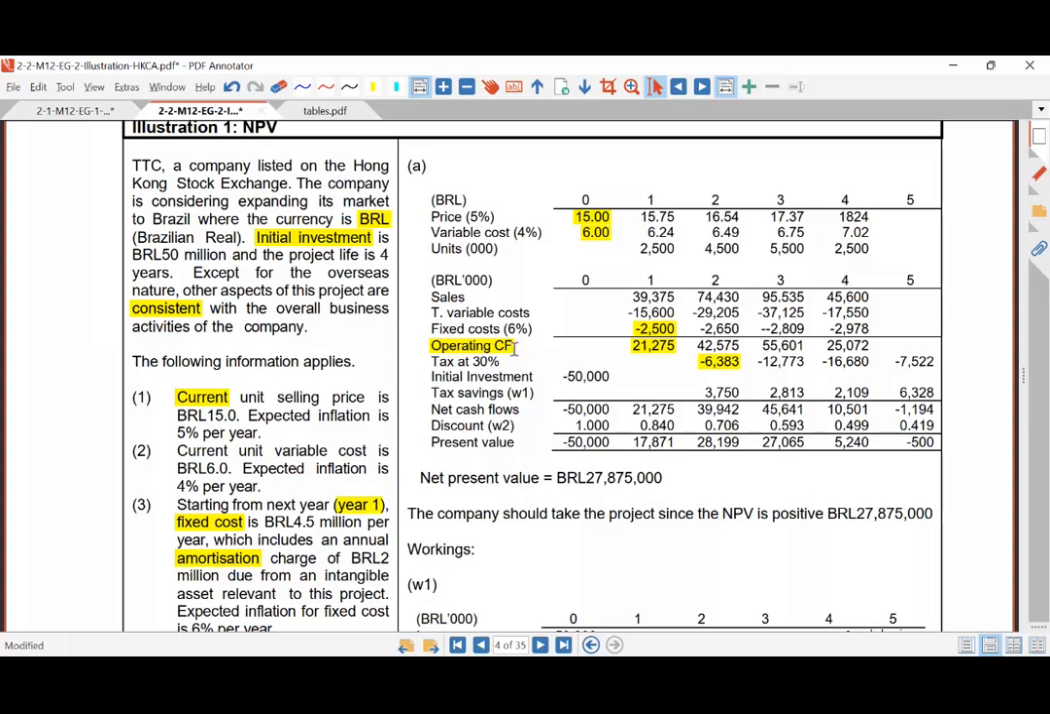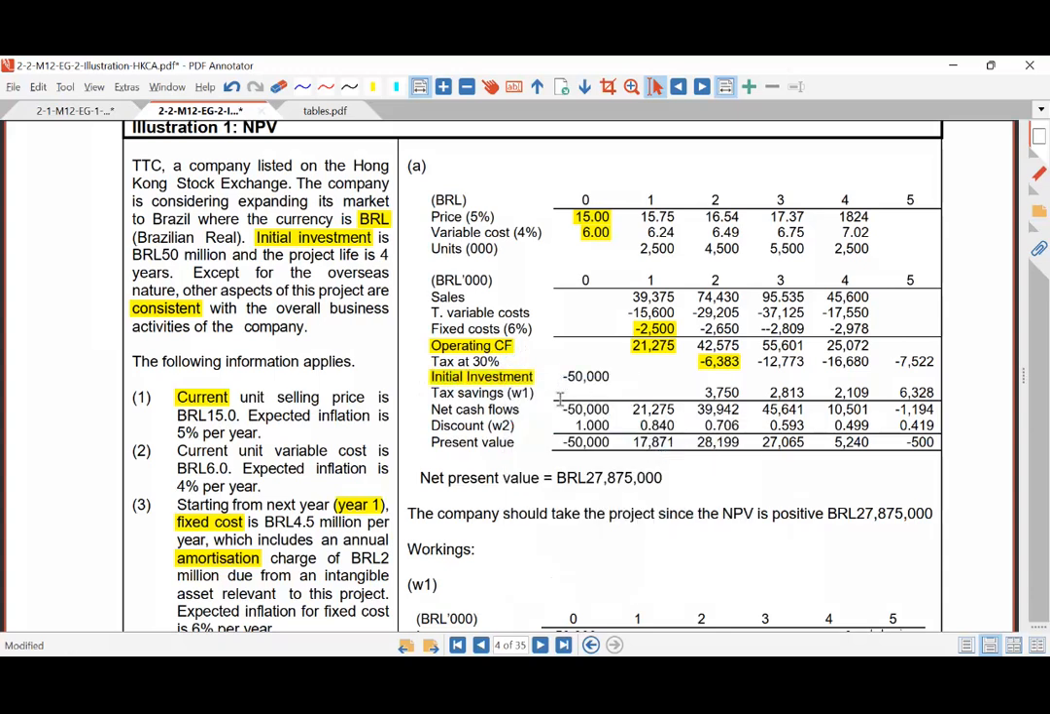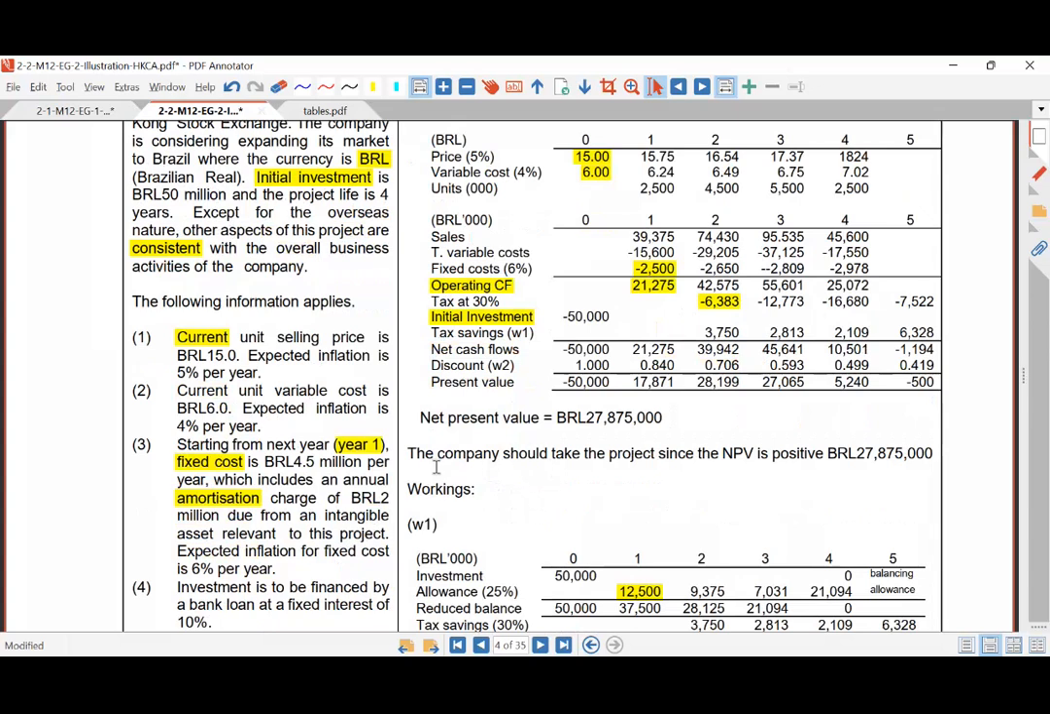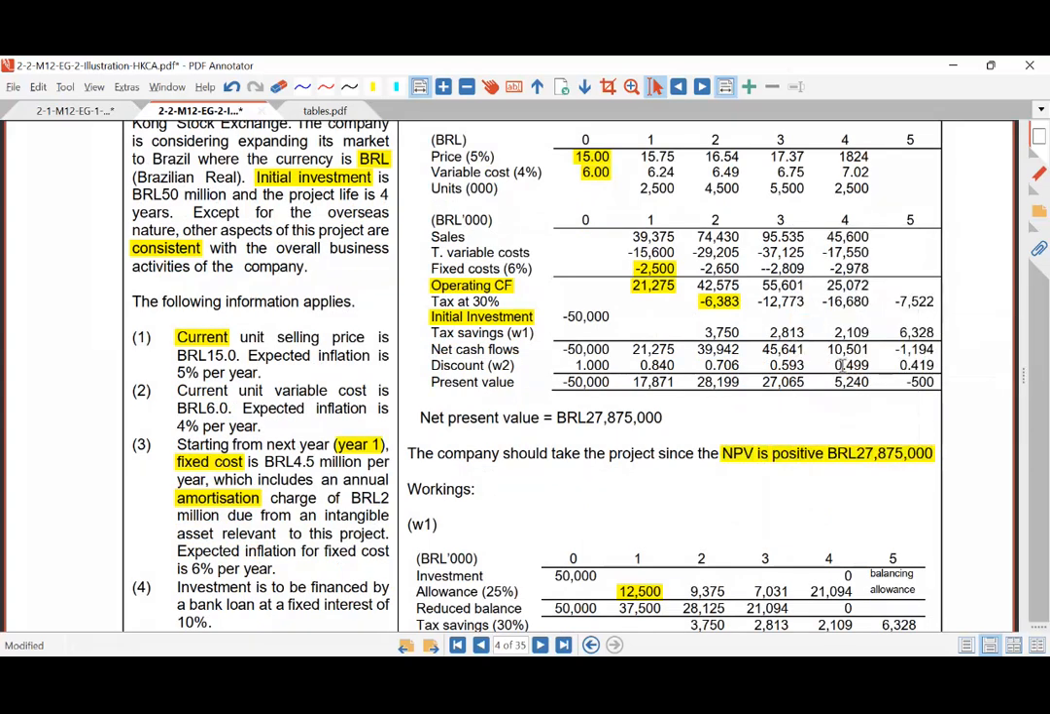And then followed by taxation on the operating cash flow. And then you have the capital cash flow, which is your initial investment of 50 million there. Then followed by tax save, net cash flow, and then you get the cost of capital, which is the discount rate. You get the NPV positive. Then you should put a sentence here, saying that you should undertake the project since NPV is positive of this figure. So in the exam, you follow this format here.